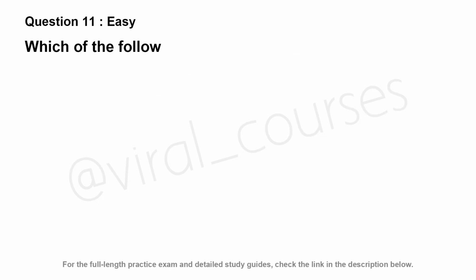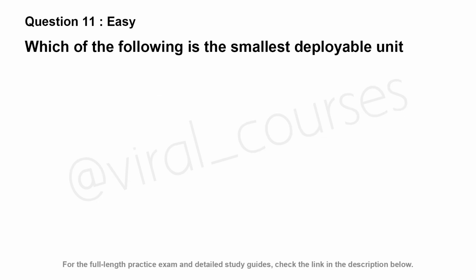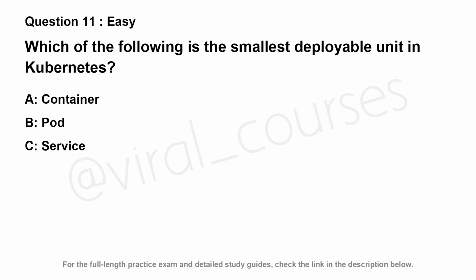Which of the following is the smallest deployable unit in Kubernetes? Option A. Container. Option B. Pod. Option C. Service. Option D. Node.